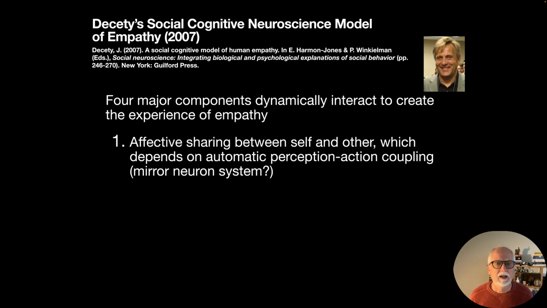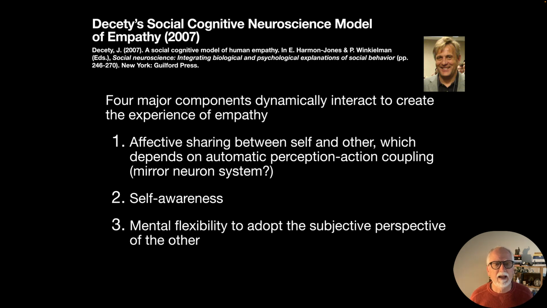And the 4 things are: you're going to have affective sharing between the self and the other. This might be where the mirror neuron system would have come in, if there is such a thing. You're going to have self-awareness. You're going to have mental flexibility to adopt the subjective perspective of the other. So this is basically like the cognitive empathy or the perspective taking. And finally, another thing we haven't really talked about is emotional regulation. So he believed that all 4 of these components would be involved in order to have an empathic experience.